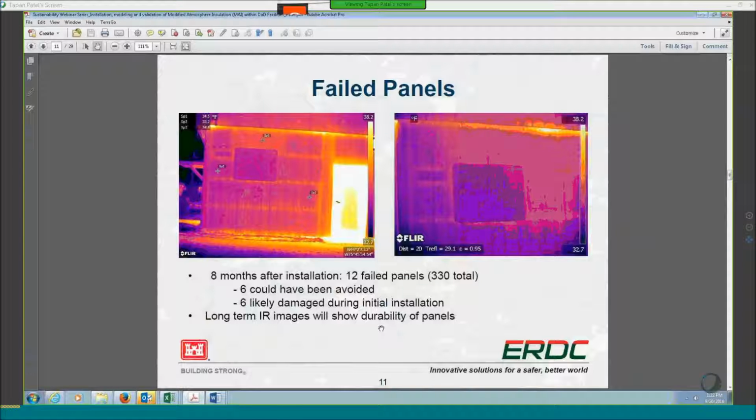So that was during the installation phase, and we have gone back periodically to conduct IR imaging. One of the reasons for doing that is we want to know, how does this stuff hold up over time? One of our concerns is that there could be a slow puncture or slow leakage into the panels, and we may not notice it right away, but after a month or maybe 2 months or so, as the air starts entering the panel, eventually it'll lose its effectiveness.